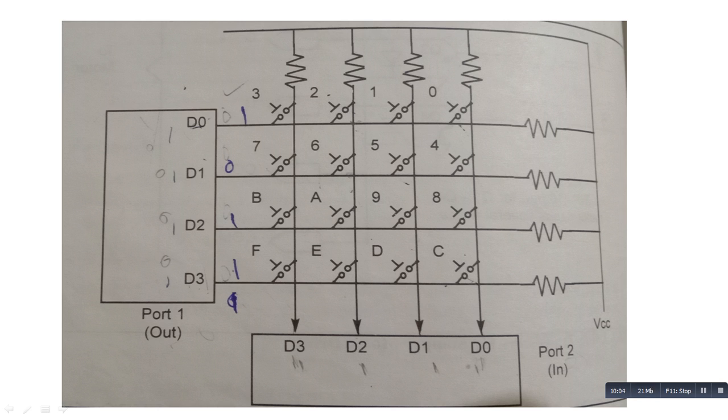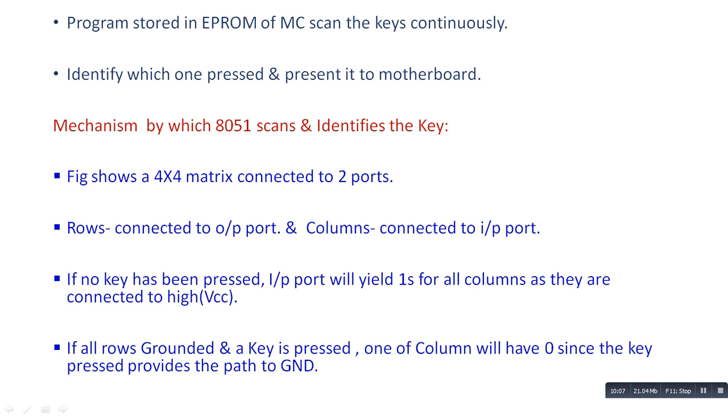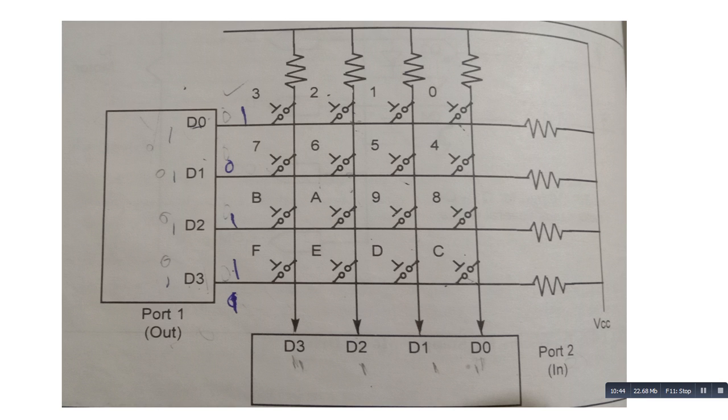The rows are connected to the output port and the columns are connected to the input port. If no key is pressed, the input port will read 1s for all columns, as they are connected to the high VCC. If all rows are grounded and any one key is pressed, then there is contact between that column and the row. At that time the value of that column changes to 0, since the pressed key provides the path to the ground. So this is the connection diagram of the 4x4 keyboard.